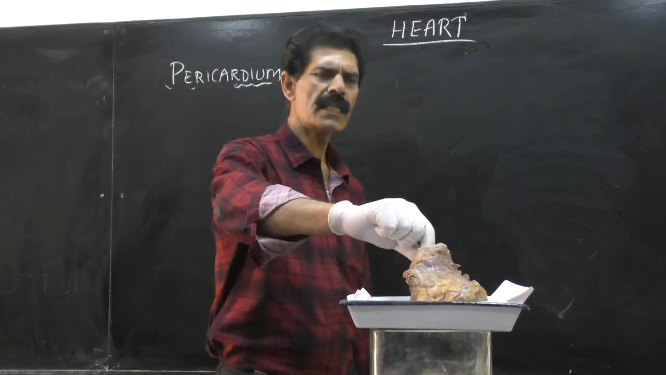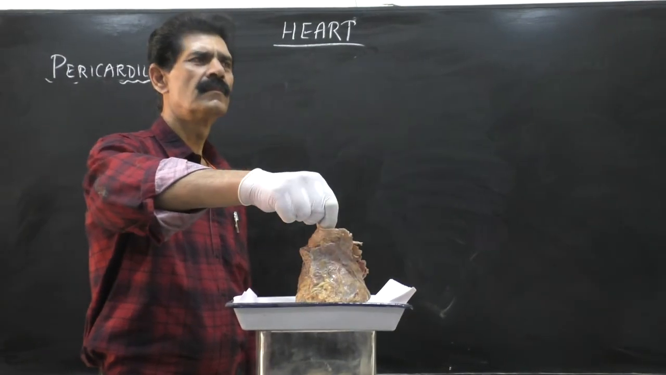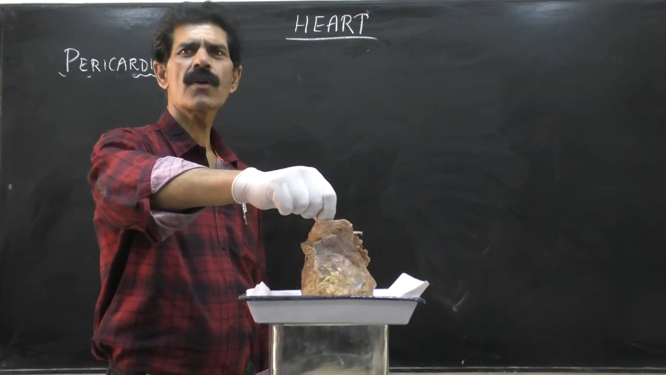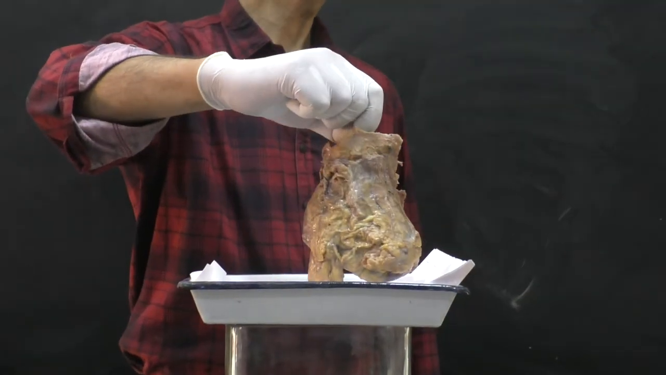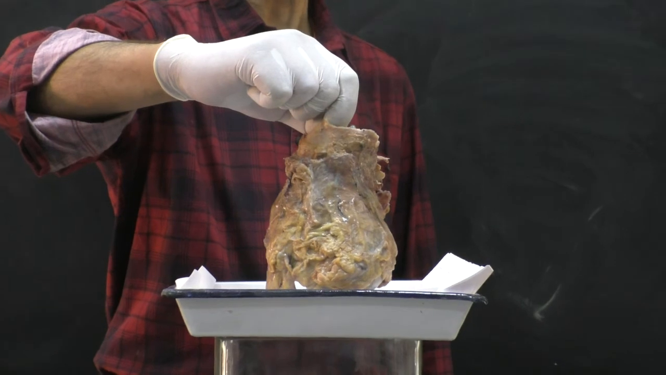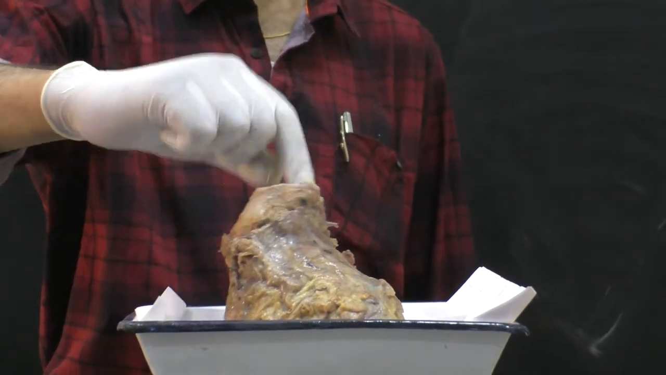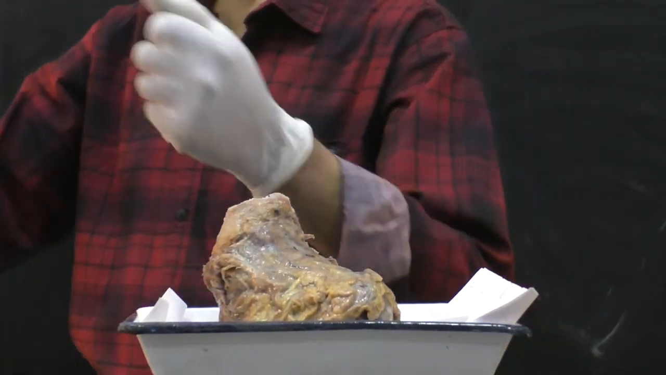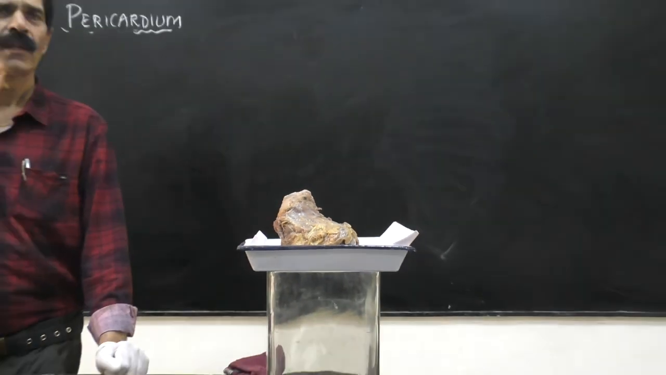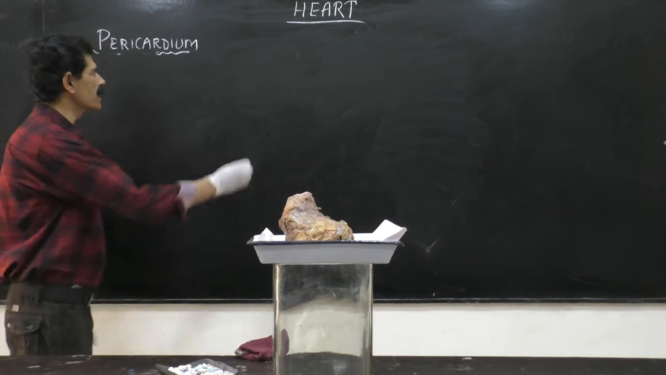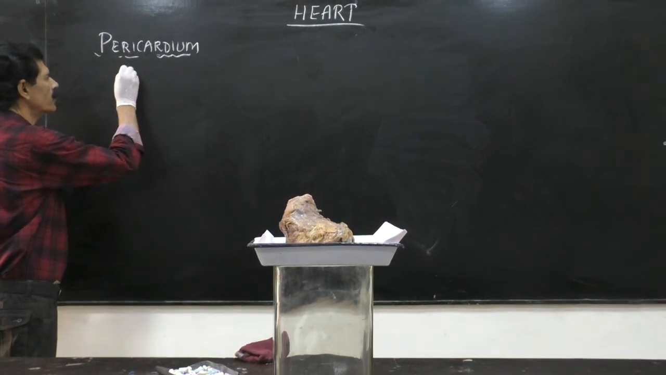So here the heart is not visible. No coronary arteries are visible. No atria, no ventricle is visible because the heart is still inside the skeleton, that is the pericardium. We have to cut and open the pericardium, then only we can see the heart inside. So the covering or the skeleton of the heart is called the pericardium. It is of two types.